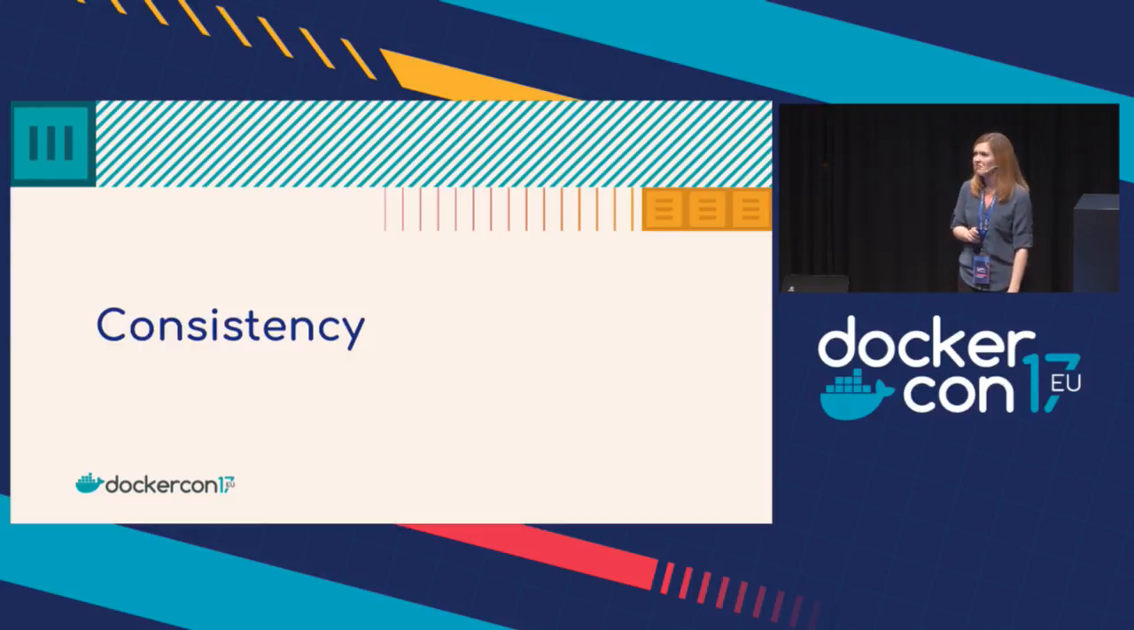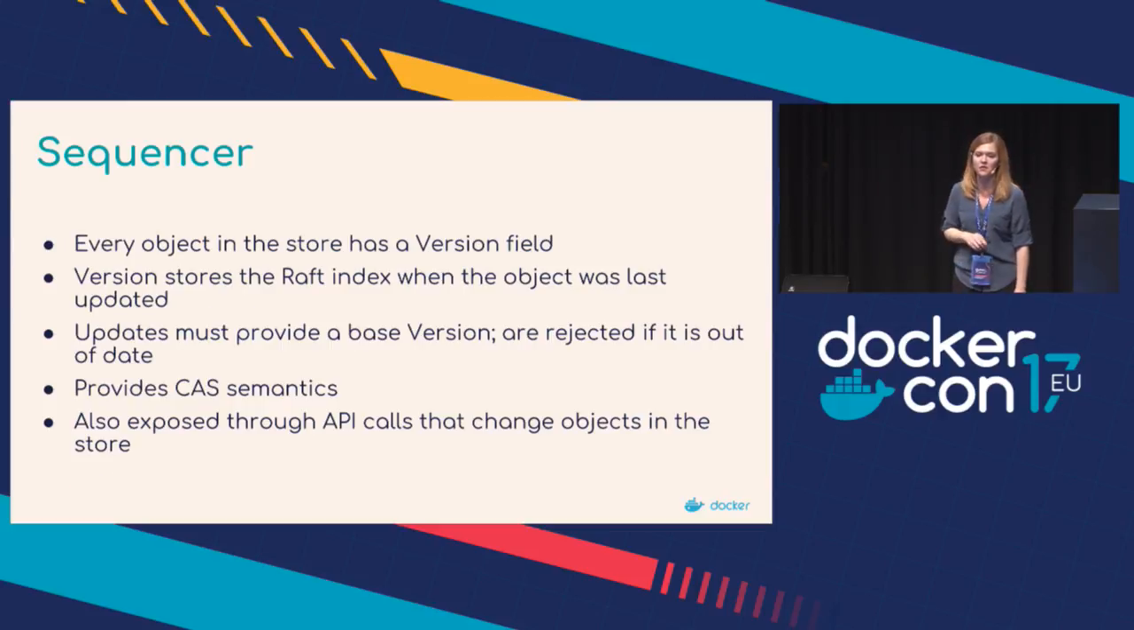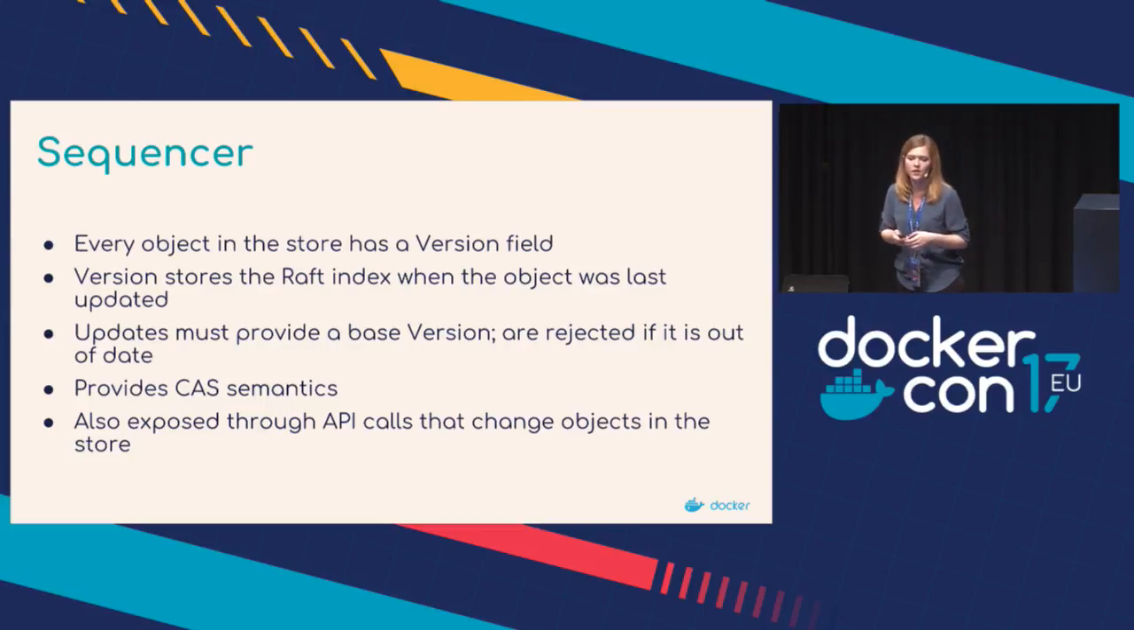Consistency is also another problem that needs to be solved, especially when you're running multiple workers, multiple managers. And one way that this issue of consistency is solved is with the sequencer. So every object in the store has a version field, and this version field is the Raft Index. And like we just saw in the demo earlier, this Raft Index is referencing the election cycle of the time that the object was last updated and committed to the Raft log.